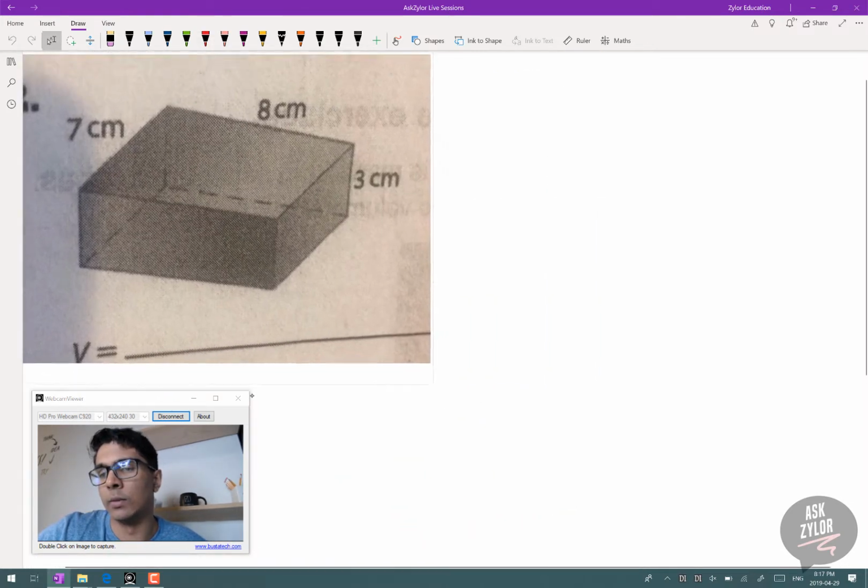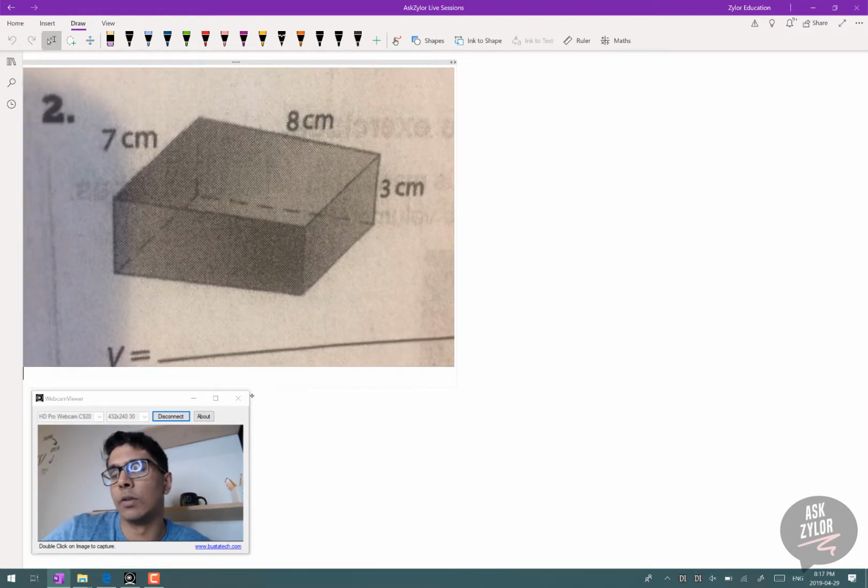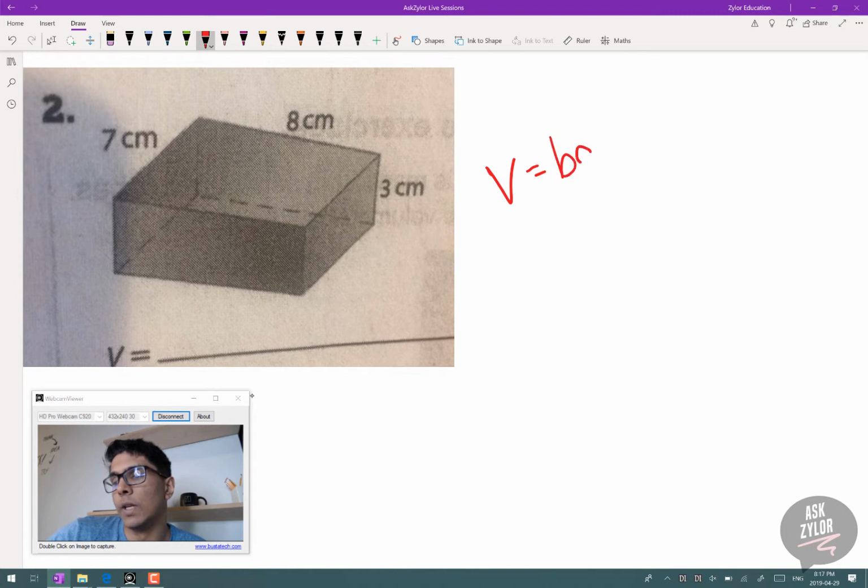We have an elementary math question. So this is talking about finding the volume. So volume, we need to use the equation which was base times height times length. Length times width times height. Base is length times width.